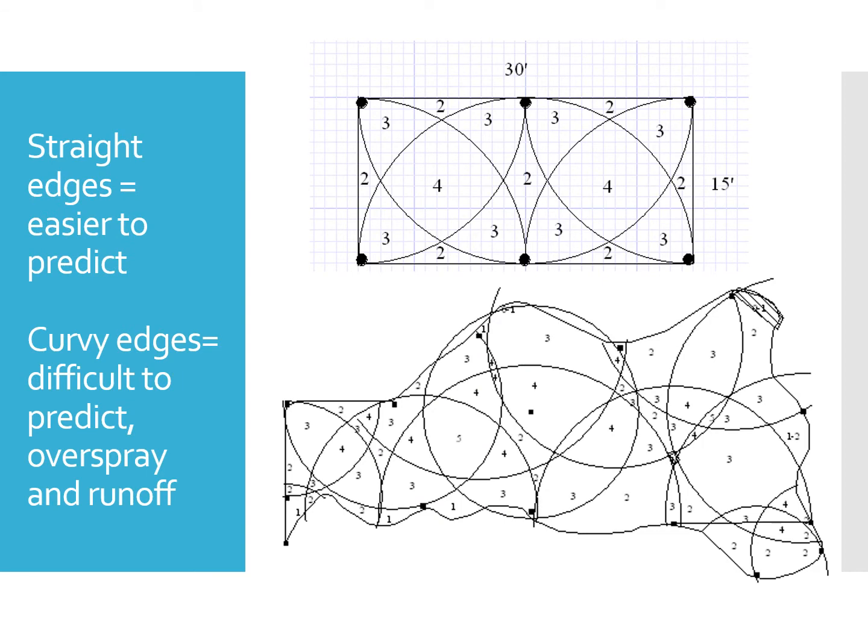Okay, here's something to consider when you're designing a system. Straight edges are easier to predict where your dry spots are going to be, where your overspray is going to happen, and where you're probably going to have more overlap than other areas. If you end up with a crazy shaped area like this illustration on the bottom here that has a lot of curvy edges, it's really difficult to predict where the overspray and runoff is actually going to happen. So the curvier this design is, the more likely you're going to have overspray and runoff.